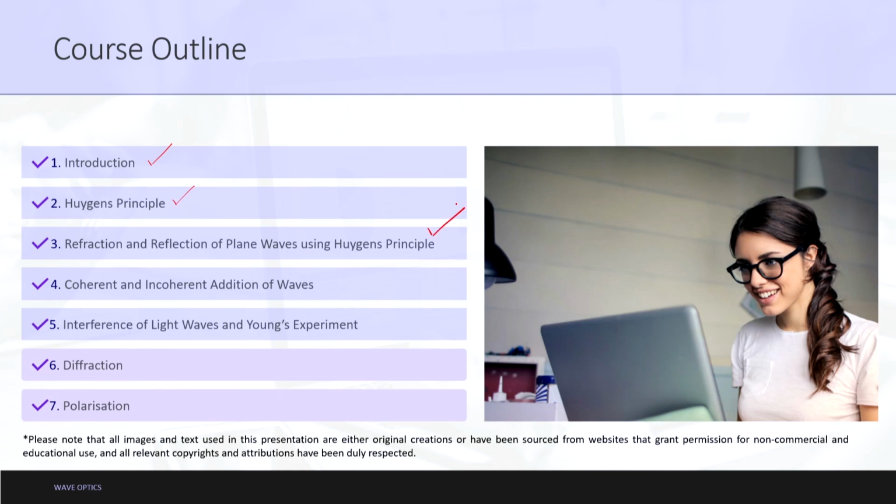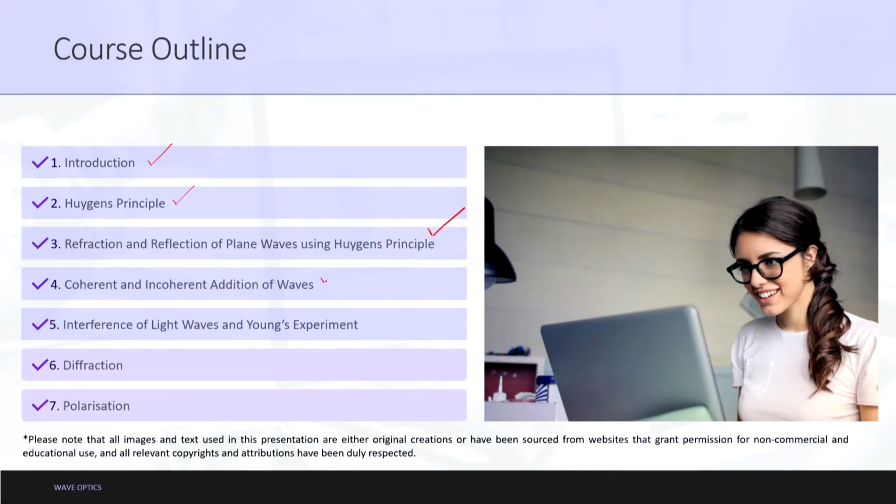So using the basic concept of wavefront, we tried to prove the laws of refraction and reflection. First of all, refraction laws were published and then reflection laws. In this third point, we also learned about Snell's law. Moving on, after this we learnt about coherent and incoherent addition of waves. There we learnt the interference concepts, how the intensity is either 4I0, 2I0 or 0. So coherent is basically about intensity being maximum and incoherent is about intensity being minimum.